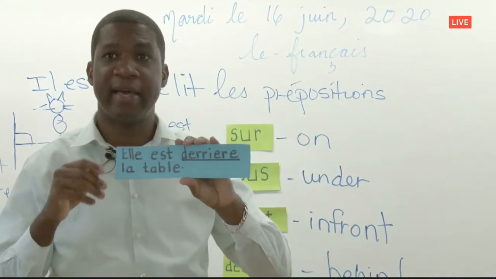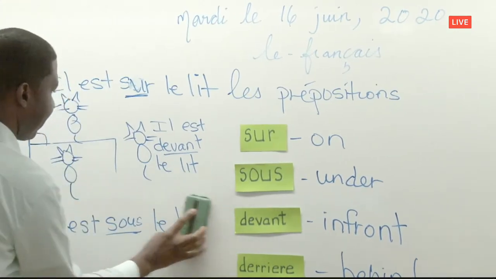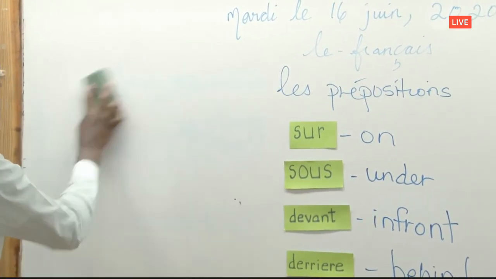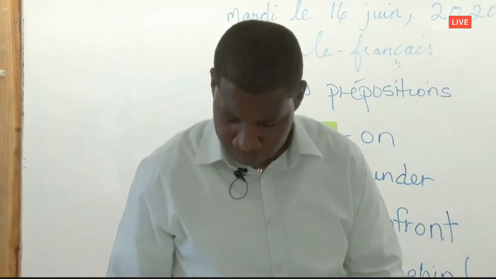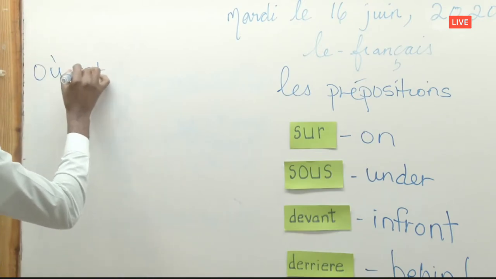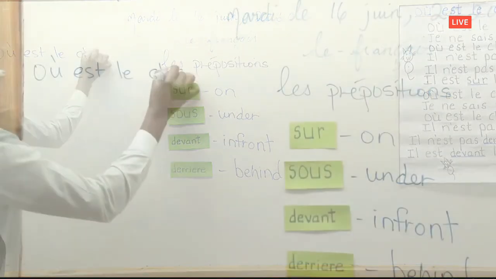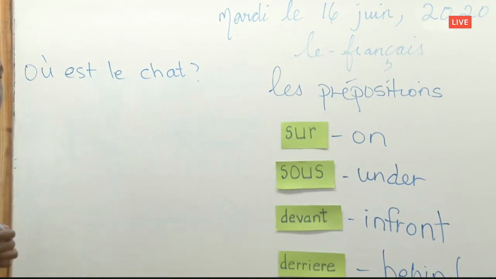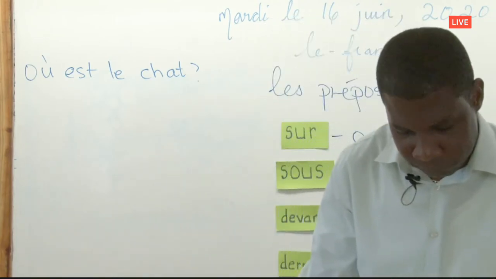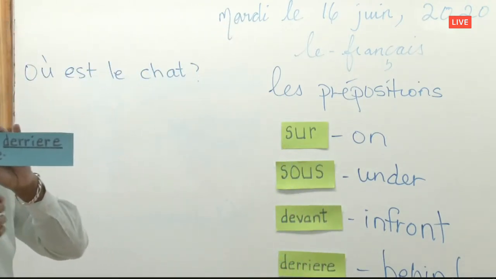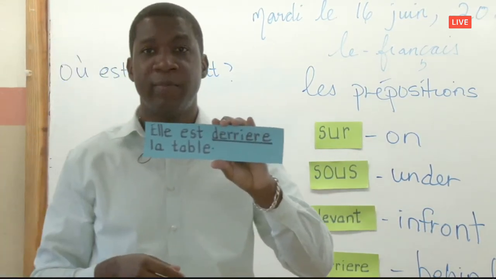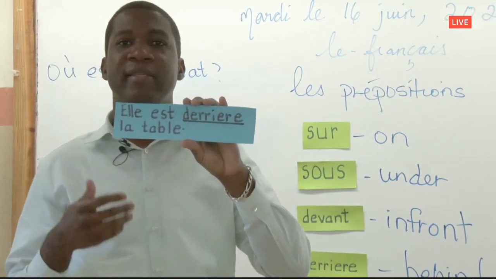Elle est derrière la table. So I'm just going to write out the questions. So we can see, Où est le chat? And we can see, elle est derrière la table. Again, elle est derrière la table. Répétez après moi. Elle est derrière la table.